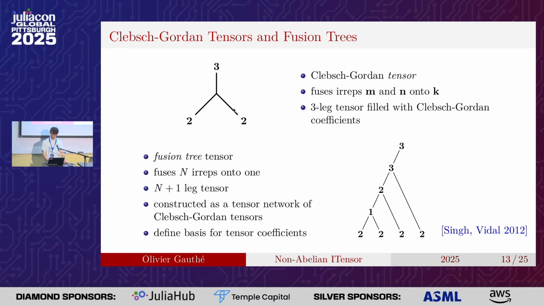And now this is a tensor. I can compute a tensor network out of this and define a so-called fusion tree, which will fuse all of my irreps into one single irrep. And I can just construct this explicitly as a tensor network of Clebsch-Gordan coefficients. And it defines the basis for my tensor.